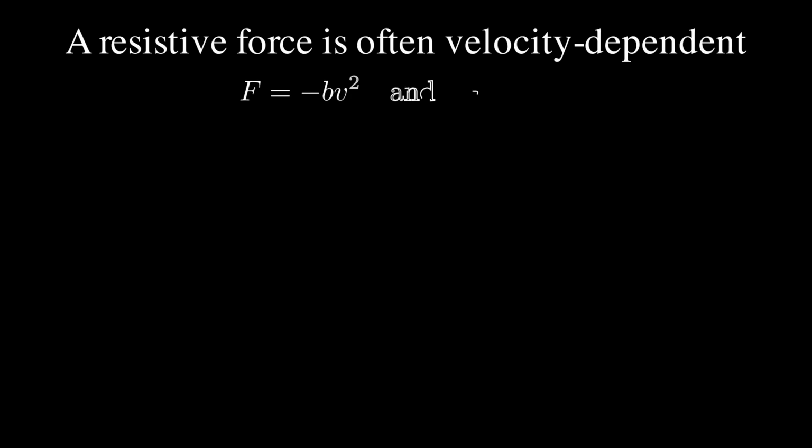Now, a resistive force is often velocity dependent. So in this course, you'll be dealing with F equals negative bv squared and F equals negative bv. And since we know that the acceleration is the net force over the mass, and if the resistive force is the only force on that object, then the acceleration will be something like negative bv squared over m or negative bv over m.